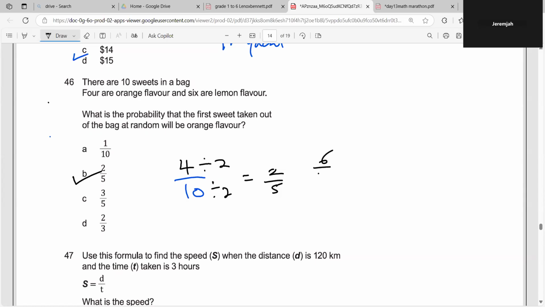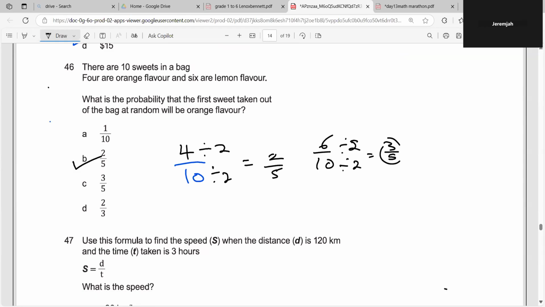And then after you put the 6 over 10, sir, you're going to simplify it. So two can go into it. Two into 6 goes 3 times, and 2 into 10 goes 5 times, sir. So for the lemon flavor, it'll be 3 fifths, sir.